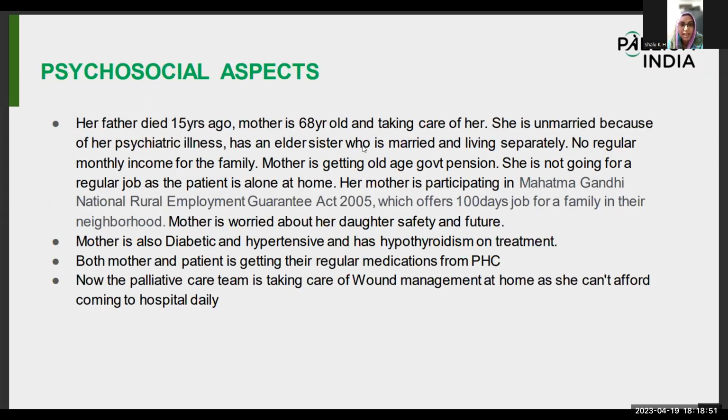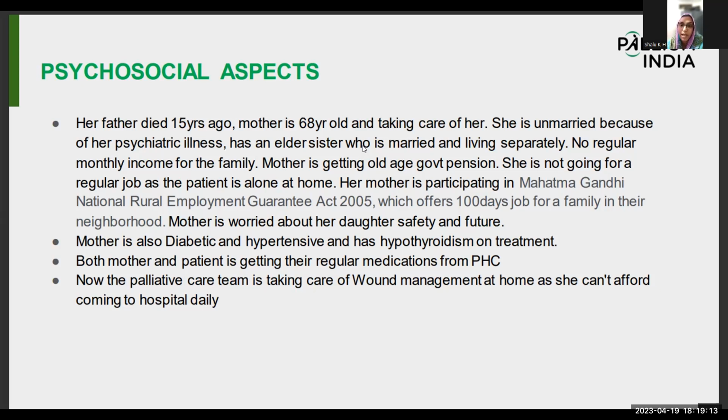Psychosocial aspects. Her father died 15 years ago. Her mother is 60 years old and taking care of her. She is unmarried because of her psychiatric illness. She has an elder sister who is married and living separately. There is no regular monthly income for the family. Mother is getting an old age government pension, and she is not going for a regular monthly job as the patient is alone at home.